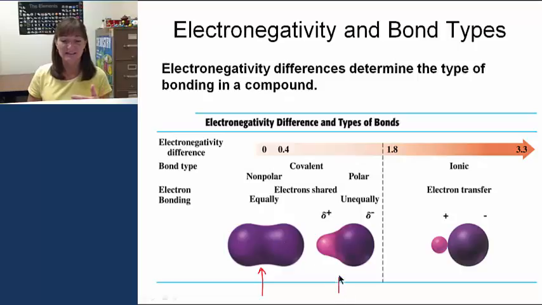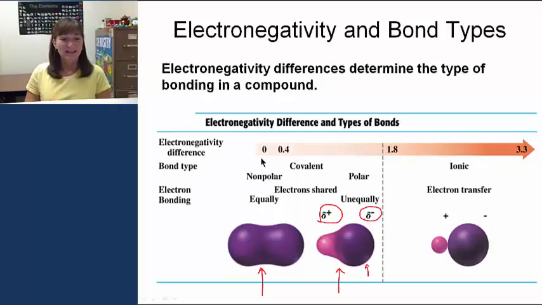If we look at this diagram here in the middle, notice the electron cloud has shifted over to the right, meaning I've got more electrons over here, which is why they're showing this partial negative symbol to the right. And then since the electrons have moved away from this atom, we're left with the partial positive.